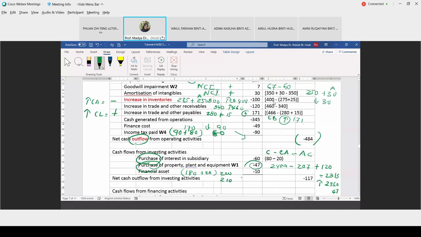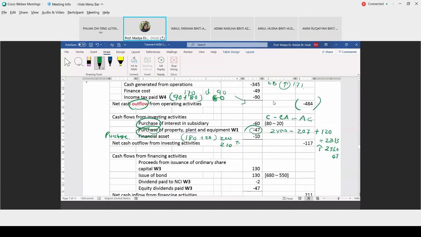We're going to have here 280 plus a disposal. So there is an increase by 10. Increase by 10 means that you purchased a financial asset. So that's why we need to minus it. So altogether we still have a negative 117. Okay, and then we're done with the investing. So look at the financing here.